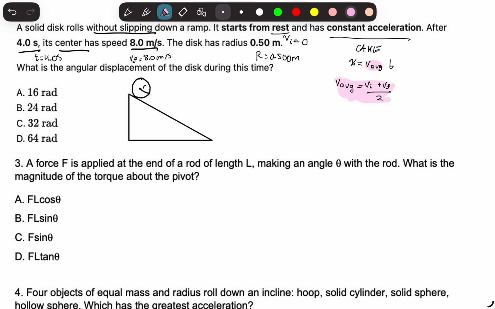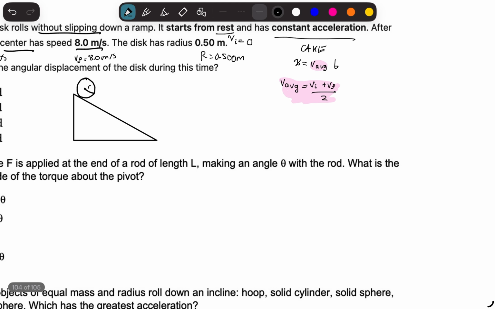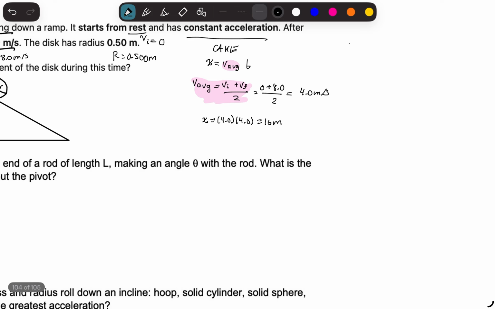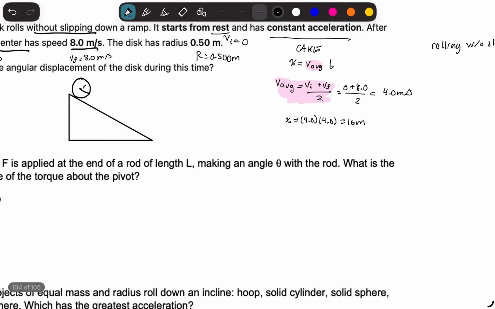Now, all we have to do is plug in our v initial and our vf that we were given in our problem, which is 0 plus 8.0 over 2, so 4.0 meters per second. Now you just sub that back in, and you have 4.0 times 4.0, which is equal to 16 m.